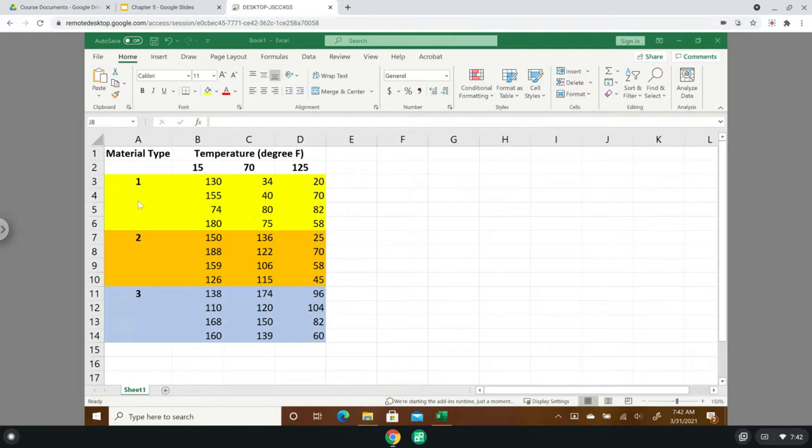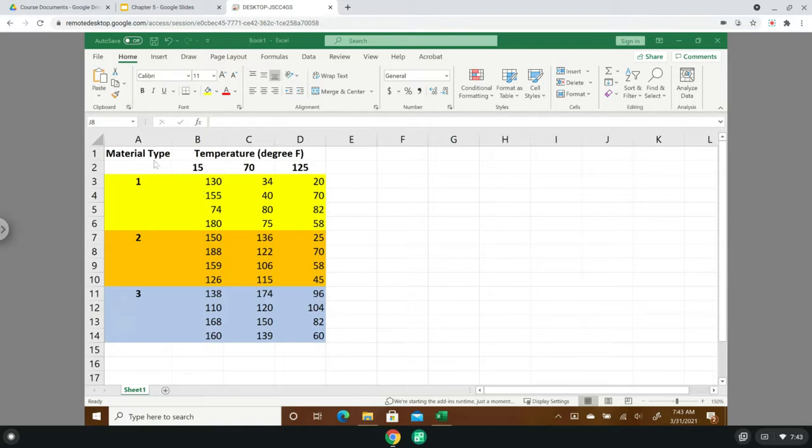We have a choice between three different material types to use for the battery plate, and let's call them material type 1, material type 2, and material type 3. And we're going to perform the test at three different temperatures: 15 degrees Fahrenheit, 70 degrees Fahrenheit, and 125 degrees Fahrenheit. And as you will notice, we performed four experiments, one, two, three, four, at each combination of material type and temperature. So our sample size is four, right?